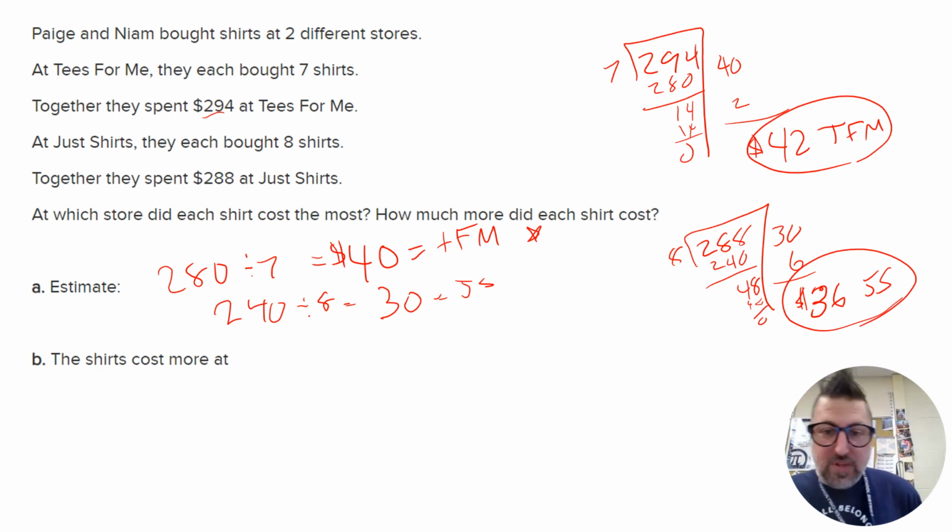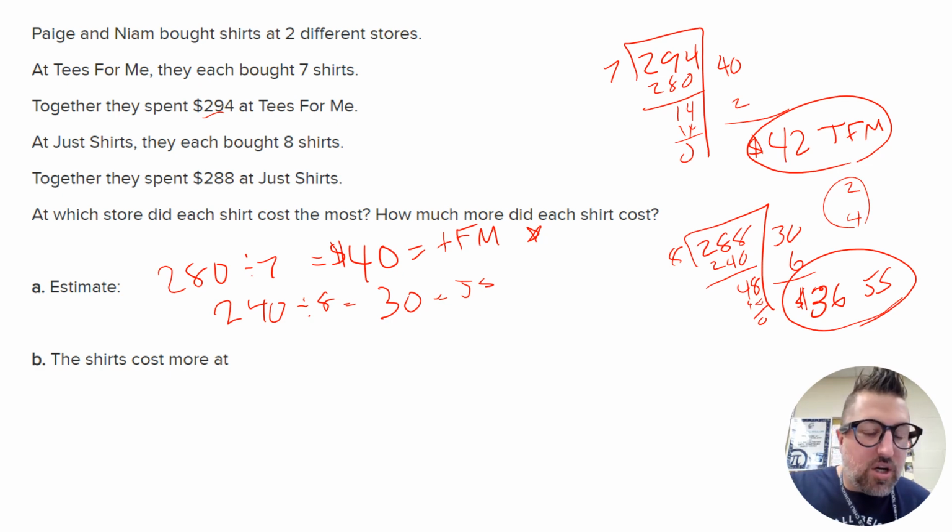Tees for Me. How much more? All right, 42 minus 36. I just have to find the difference. I'm going to count up to do this one because they're kind of close together. I know 36 plus 4 gets me to 40, plus another 2 gets me to 42. So 4 plus 2 is $6.